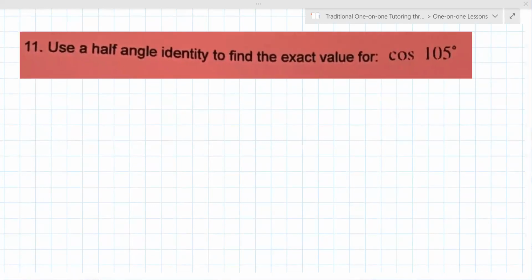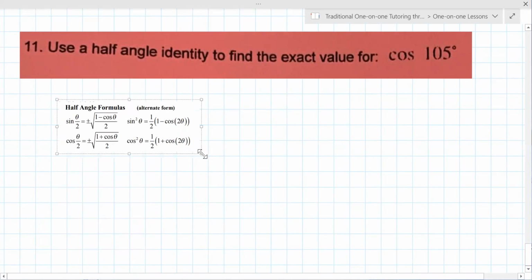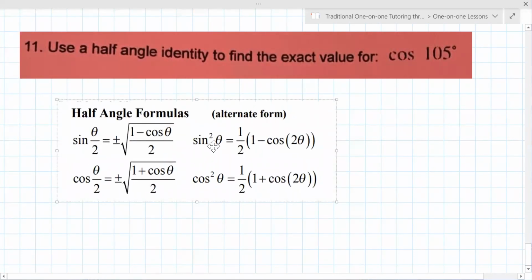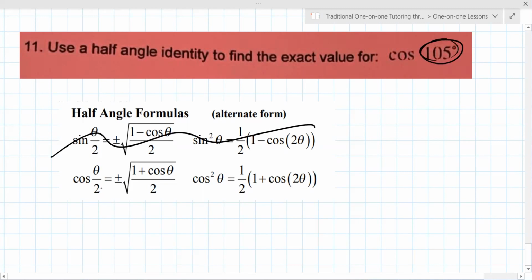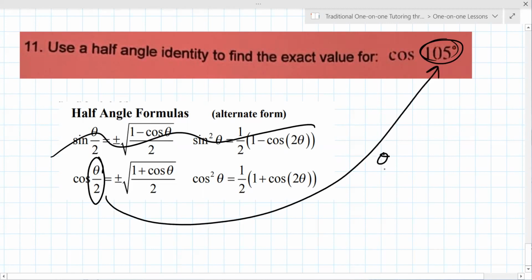So the half angle formula is, let me grab those here. There is one for tangent, but I'm just going to grab the ones for sine and cosine because that's what we're trying to figure out here. How do you use this? Well, because we want cosine of 105 right here, we're obviously going to go with the cosine formula. Now, what it's saying is that this theta over 2 is 105. Theta over 2 equals 105, so theta equals 210 degrees.